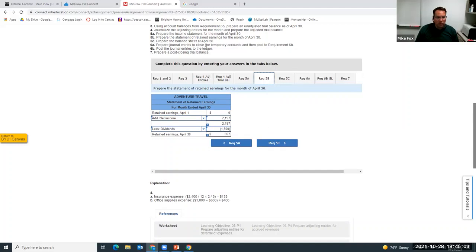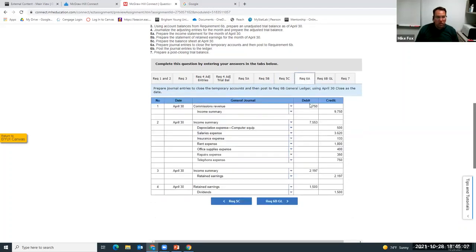Next, we prepare the journal entries to close the temporary accounts. So first we close our revenue by debiting revenue, crediting income summary. Then we close our expenses by crediting the expenses and debiting income summary. Then we're going to have some balance since we credited 9,750 and debited 7,553. We know that income summary will have a credit balance of 2,197.